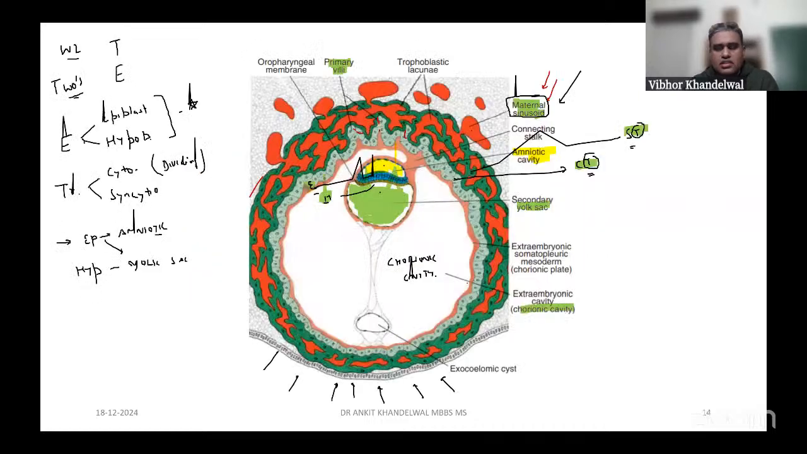Okay, so this is basically your week 2. So let me just revise what happened in week 2. Week 1 ended in the beginning of the implantation, and in week 2 implantation actually occurred inside, and the whole embryo is now inside the wall of the uterus.